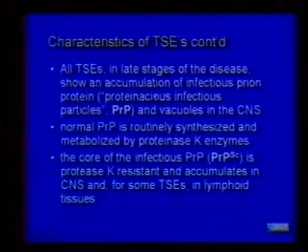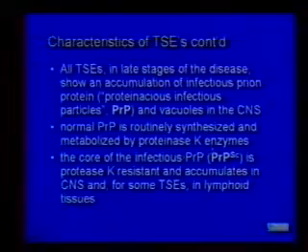Well, what are the characteristics of the transmissible spongiform encephalopathies? Well, all of them show an accumulation of infectious prion protein and vacuoles in the central nervous system when disease is present. Now, normal PrP is routinely synthesized and metabolized by a proteinase K enzyme in the brain.